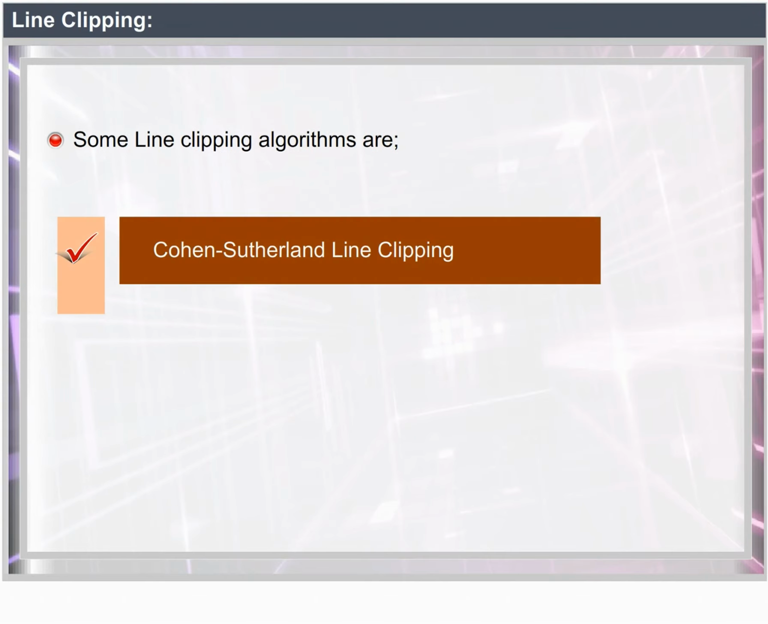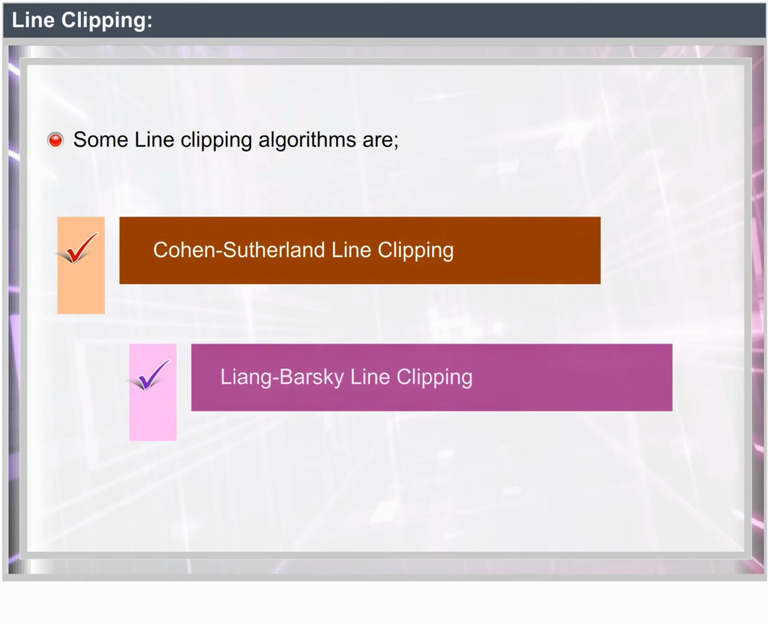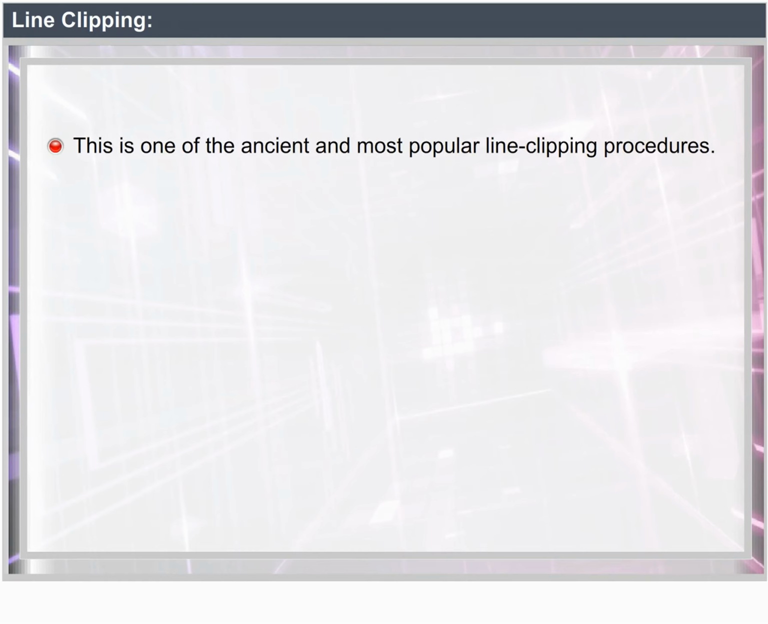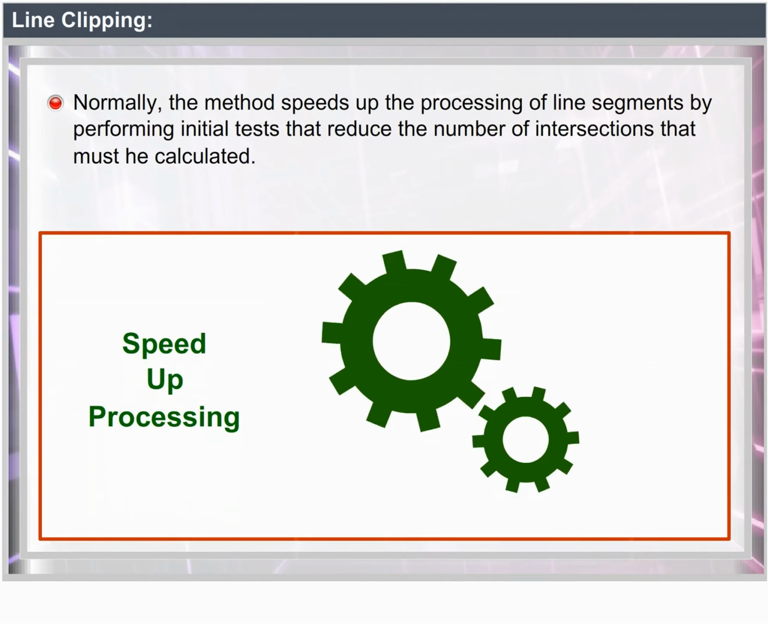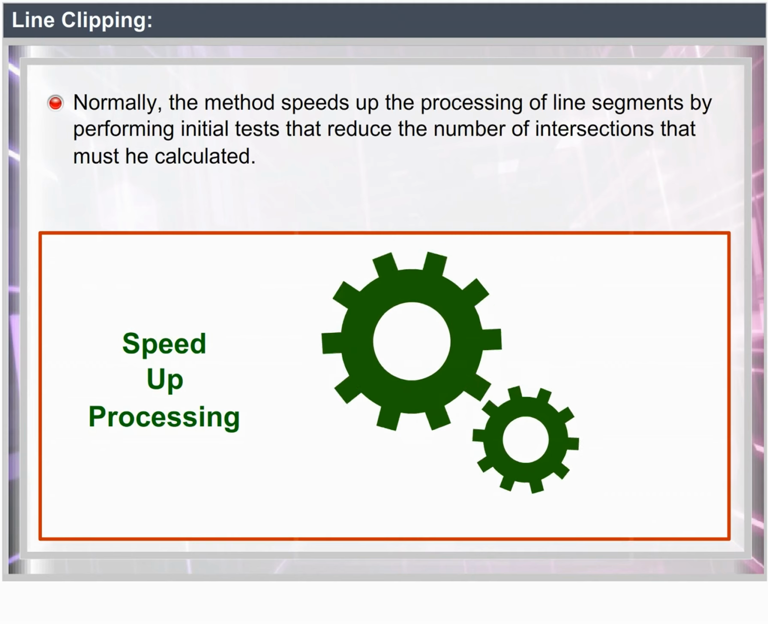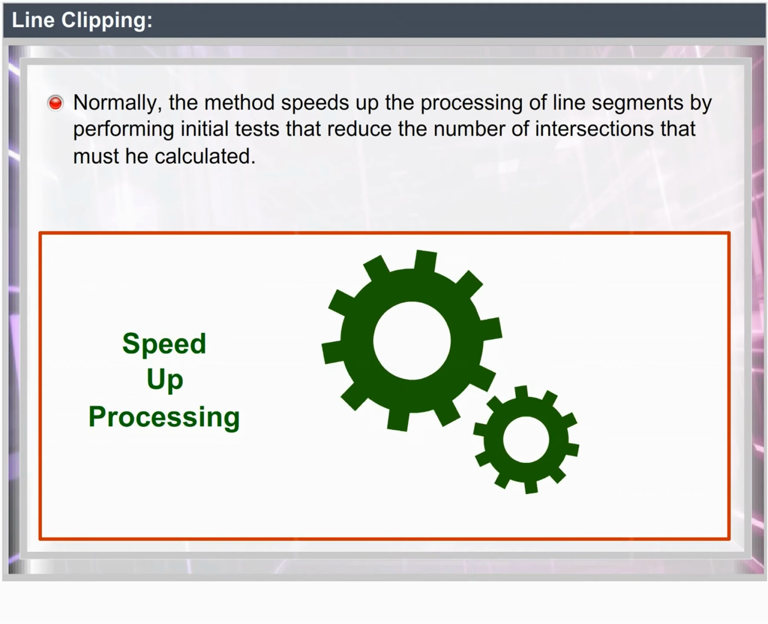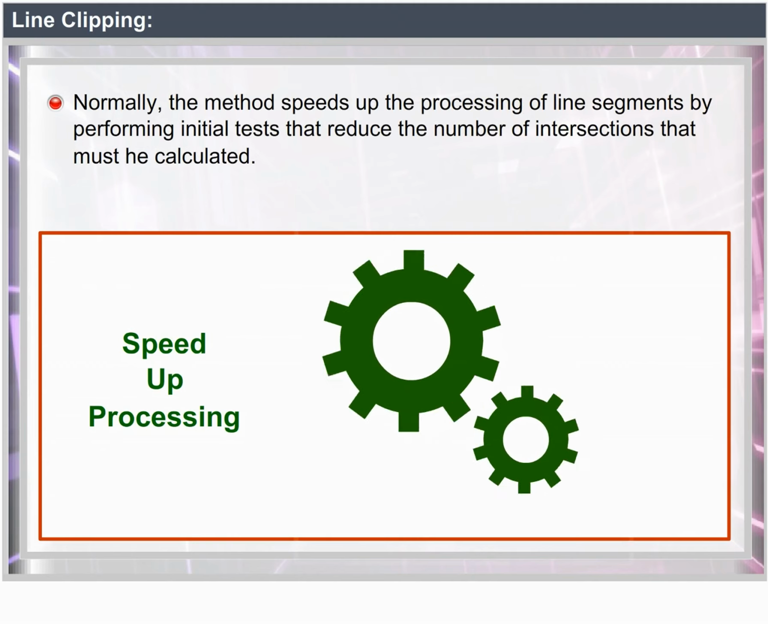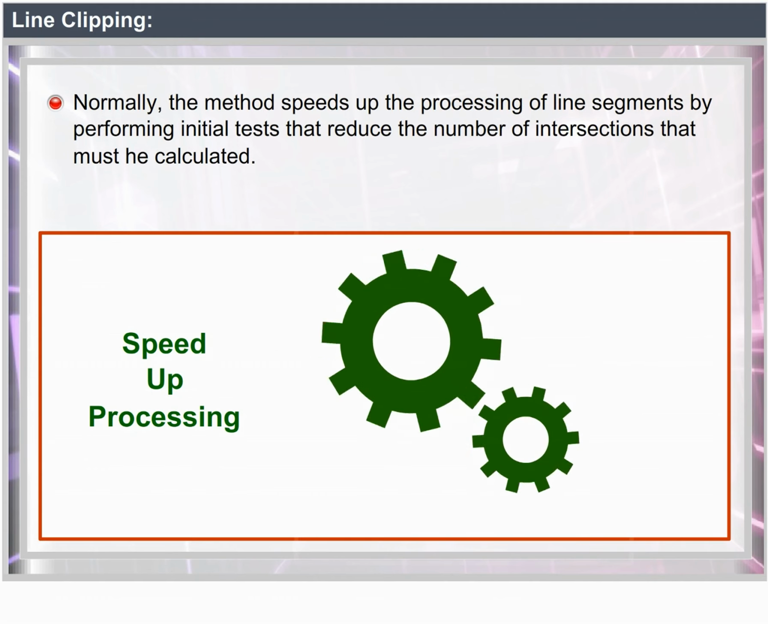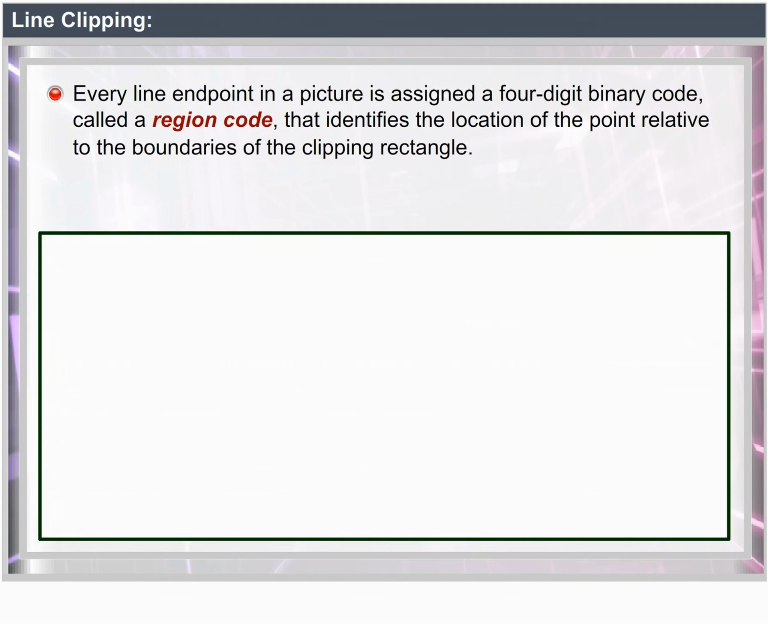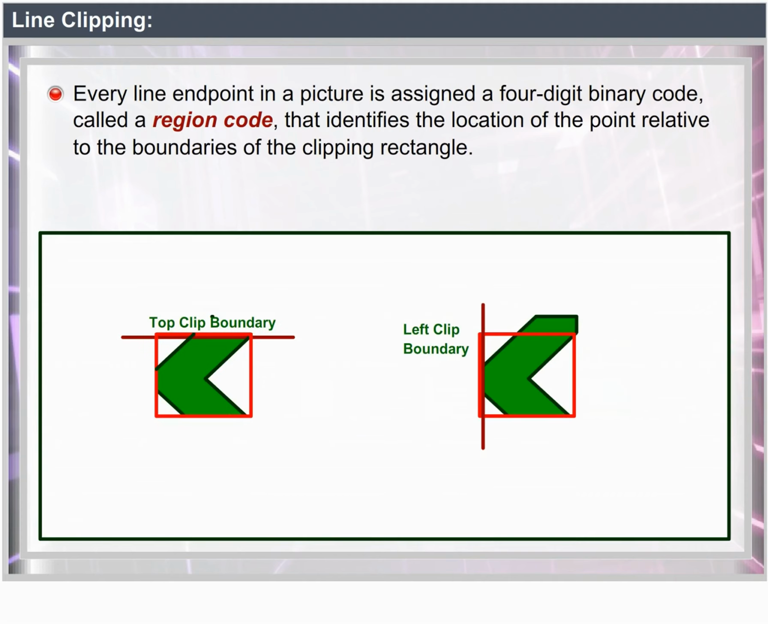Cohen-Sutherland line clipping, Liang-Barsky line clipping. This is one of the oldest and most popular line clipping procedures. Generally, the method speeds up the processing of line segments by performing initial tests that reduce the number of intersections that must be calculated. Every line endpoint in a picture is assigned a 4-digit binary code called a region code that identifies the location of the point relative to the boundaries of the clipping rectangle.